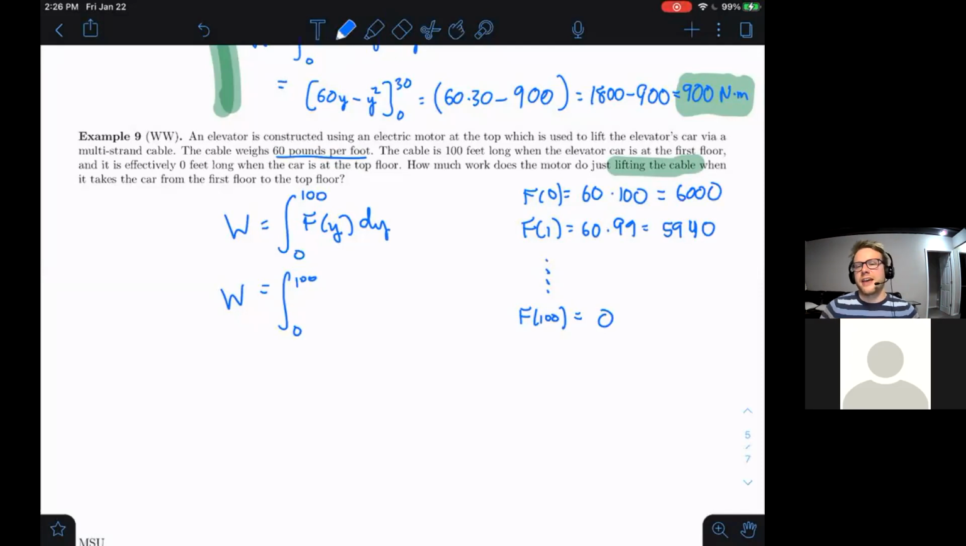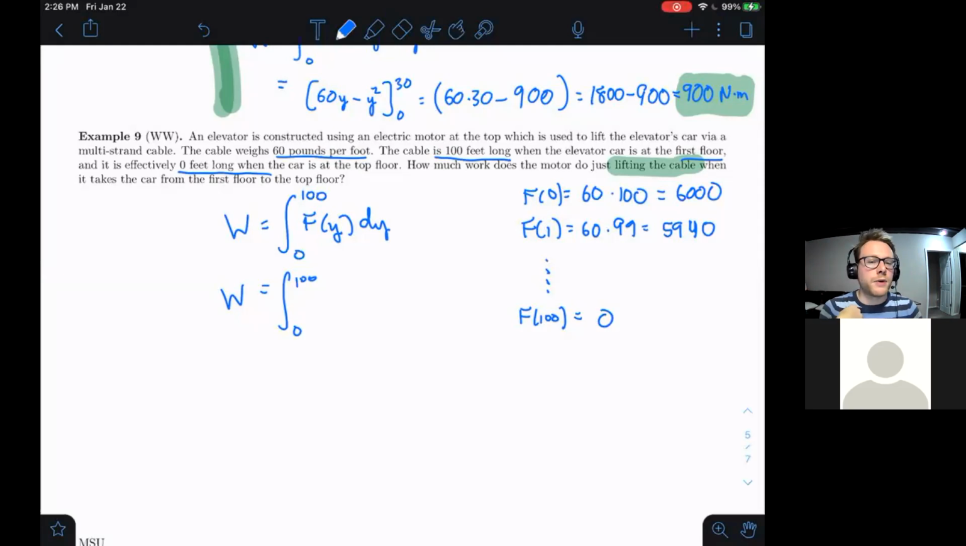All right, let's go over this one together, guys. It's a very similar setup to the last one, just different numbers and slightly different words, like this elevator car. In order to come up with work, we want to integrate force. The cable is 100 feet long. We're starting off at the first floor, and we would like to lift all of it, right? So we've gone from the cable being 100 feet long to 0 feet long when it's at the very top floor. And so again, y is going to be how much cable we've lifted.